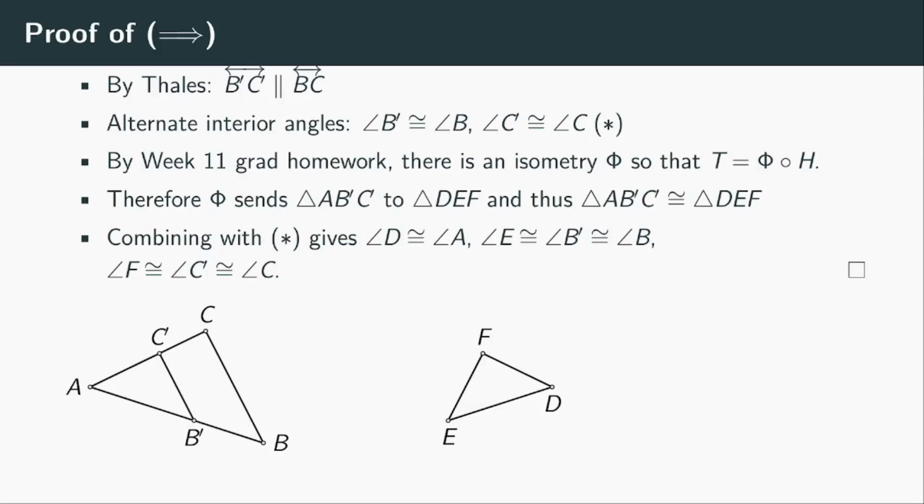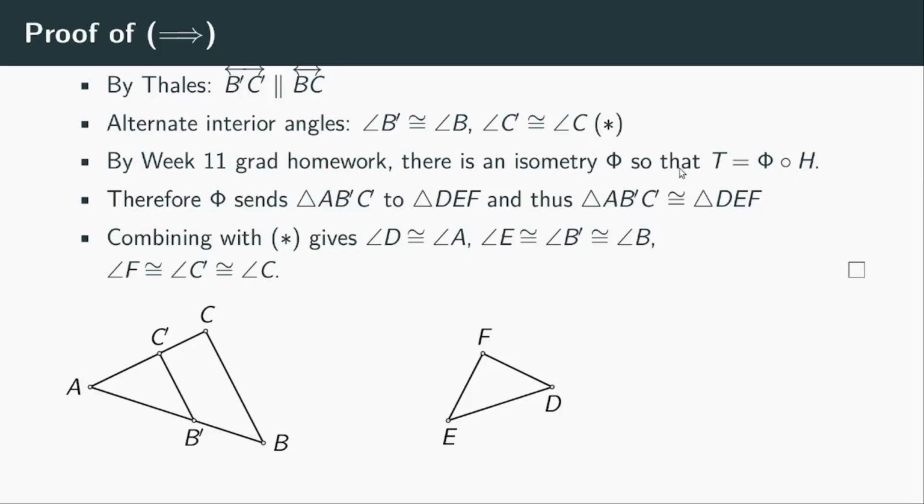And now we're going to use a piece of the homework that you would have done if you were taking the class for graduate credit, which is to say that if you take your favorite dilation and compose it with an isometry, you get any of the similarity transformations that you like. So given our similarity T and our dilation H, and they have that same constant C, then there's going to exist an isometry phi, so that we can say that T is the composition phi composed with H.